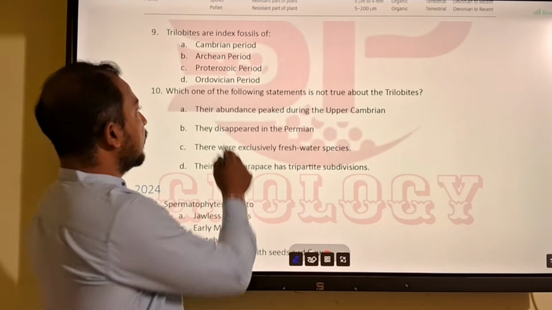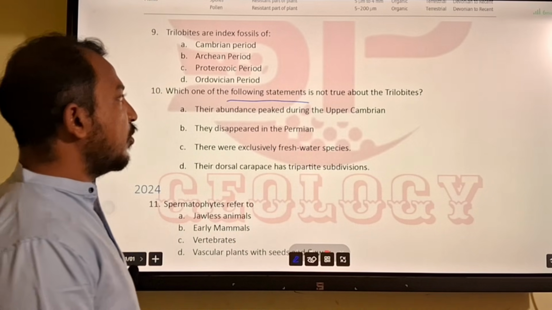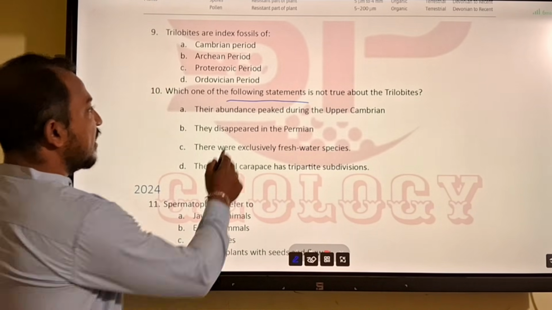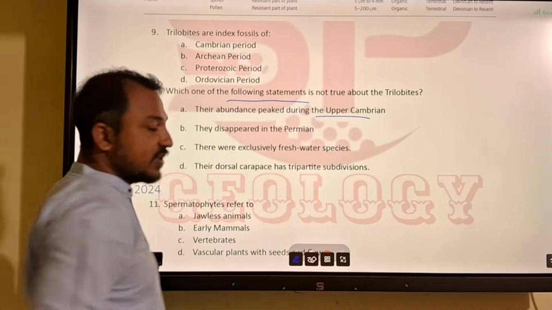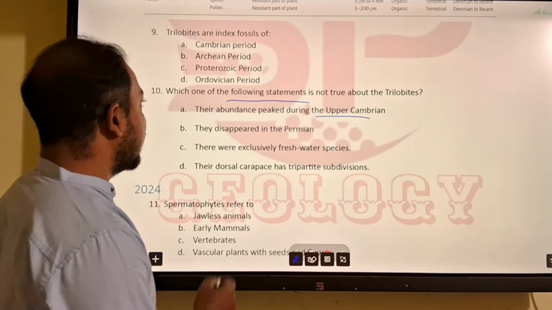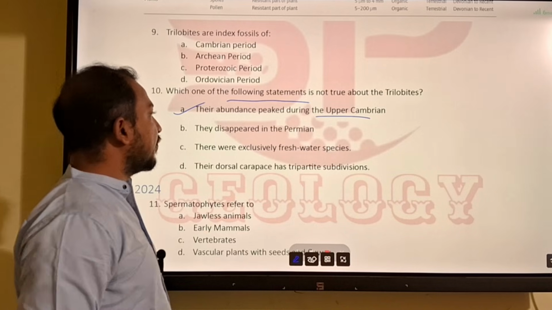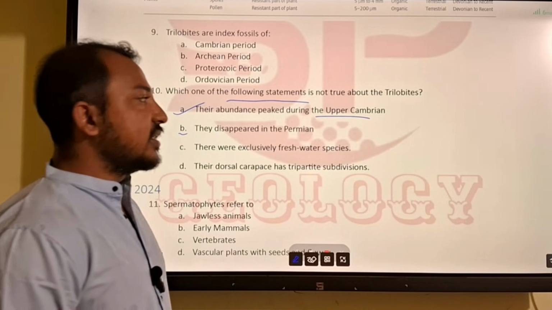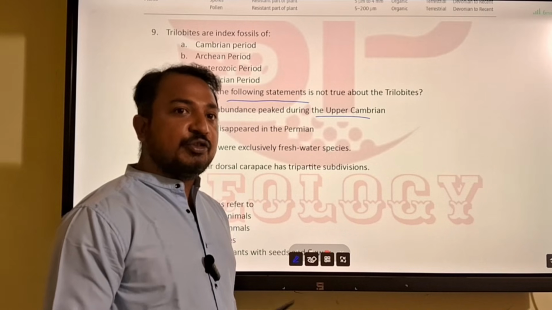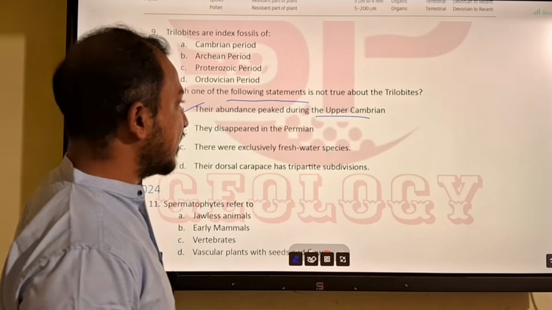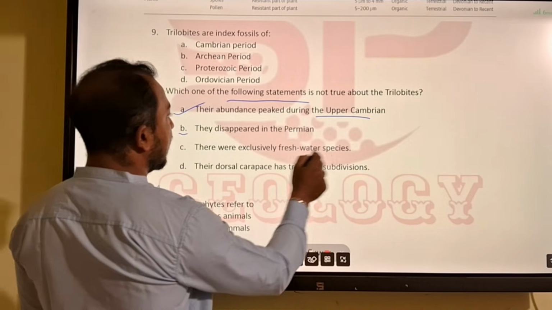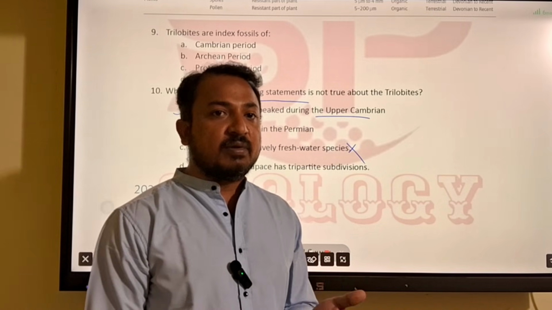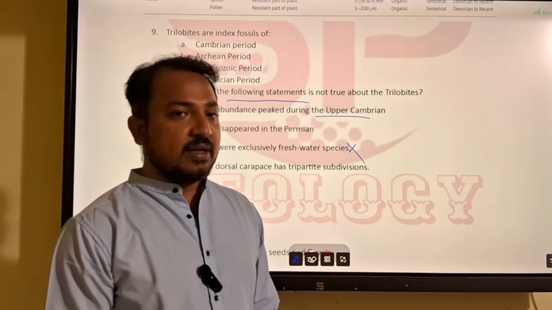So come to the next question. Which one of the following statements is not true, or false, about the Trilobites? So their abundance peaked during Upper Cambrian. The previous question you have seen, it is Cambrian period. So it is correct. They disappeared in the Permian, during the Permian-Triassic extinction. All the Trilobites are extinct. They are exclusively freshwater. It is incorrect. They are, remember, exclusively marine animals found at the bottom of the ocean.